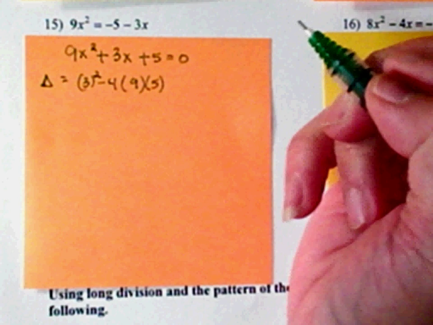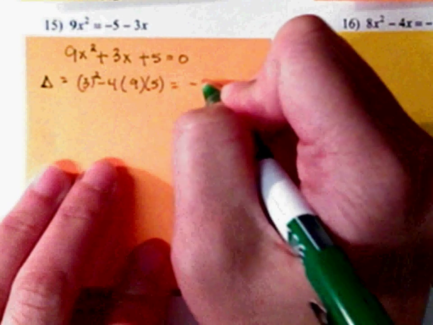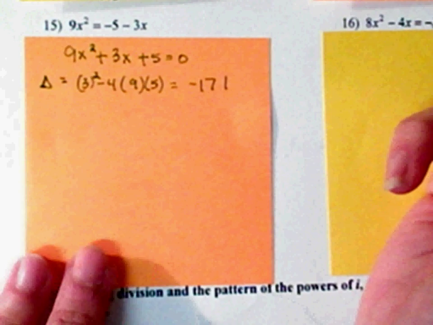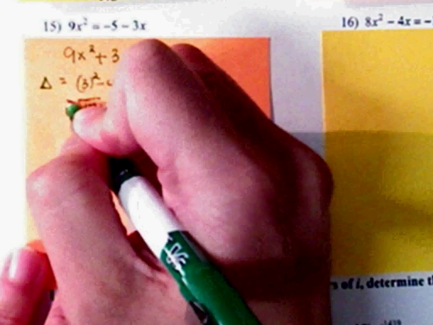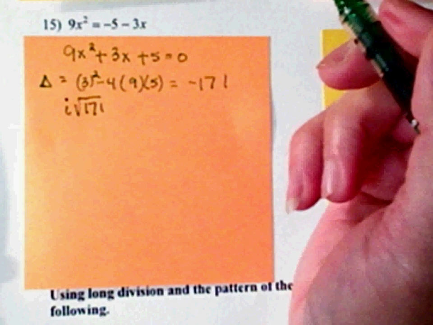4 times 9 times 5 comes out to be negative 171. You're going to have an i in your solution. There'll be 2 answers, okay? Take the square root of 171. I brought out my negative, made it an i. It's an odd number, so I'm going to start dividing it by 3.